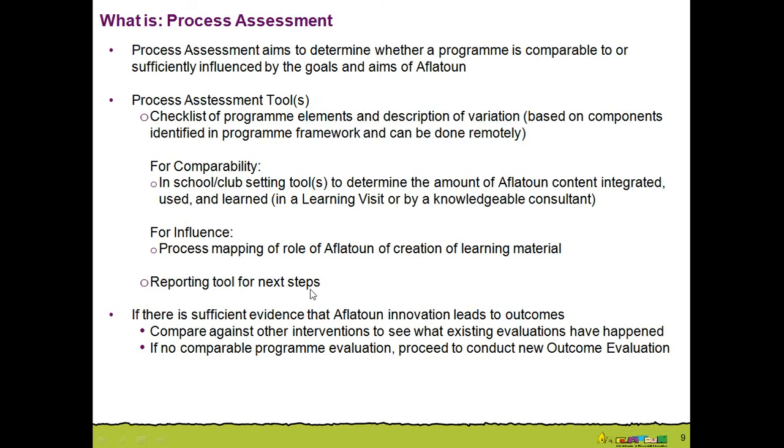And then it'll also include some sort of reporting tool that will provide programs who go through the process with next steps. Either next steps for how to become more similar to an Aflatoun program and to strengthen the social or financial components, or next steps as far as whether or not there needs to be a research project that looks at an outcome evaluation. So after this, we compare against other interventions. If there's an existing evaluation, we can perhaps count it. If there's not an existing evaluation, then we have to do a new evaluation.